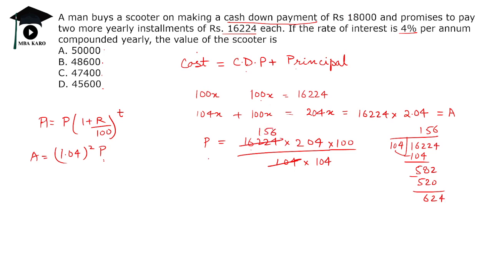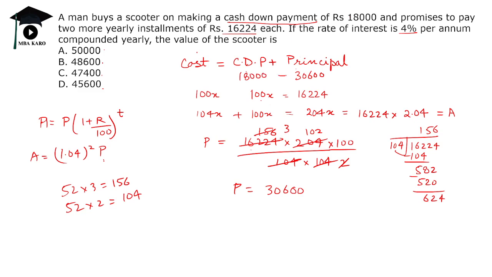Now you can see that 52 into 3 is 156 and 52 into 2 is 104. So we can take this as 3 by 2. So this becomes 102. Now 102 into 3 is 306 and 00. So the principal amount is 30,600. So 30,600 is the principal and 18,000 is the cash down payment. So we get 48,600 as the cost of the scooter.